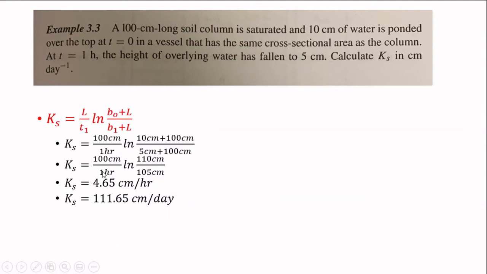So for example, 1 day has 24 hours, so you take 1 hour divided by 24, so you will get 1 day. So 1 divided by 24. So at the bottom you take 1 divided by 24. Okay, so then you can convert it to day.